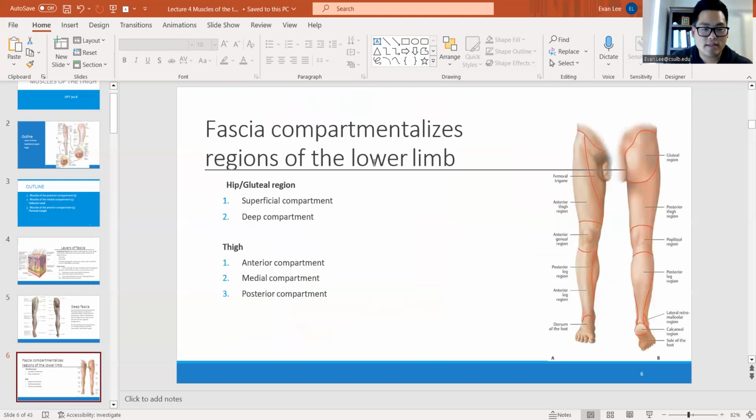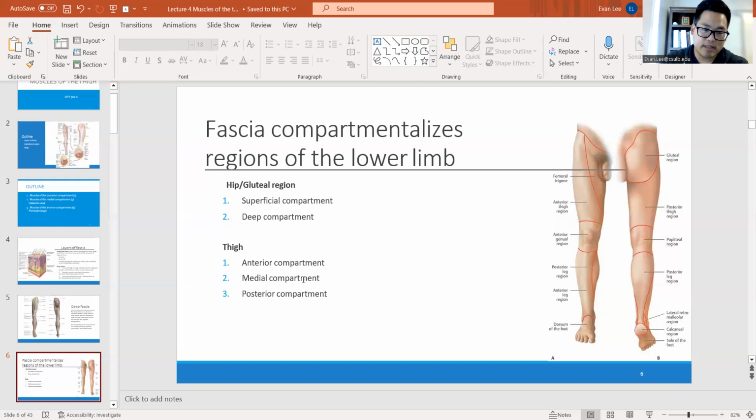Now, when you look at these different regions, you can see that you have the gluteal region, which we talked about last time, but now the thigh region as well. To just cover this really quickly, the gluteal region has the superficial and deep compartments. The superficial is basically the big muscles, gluteus maximus, medius, and minimus. And then the deep compartment is the small muscles, such as piriformis, obturator internus, superior and inferior gemellus, and then quadratus femoris.